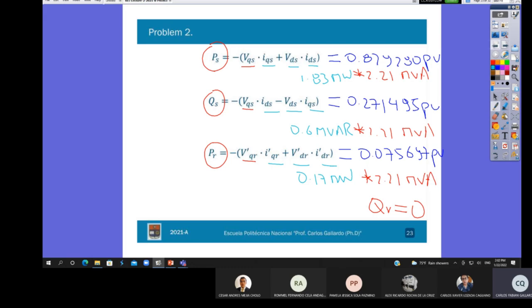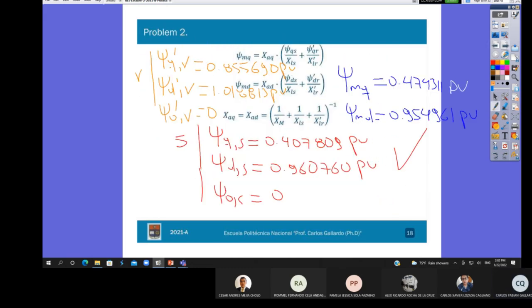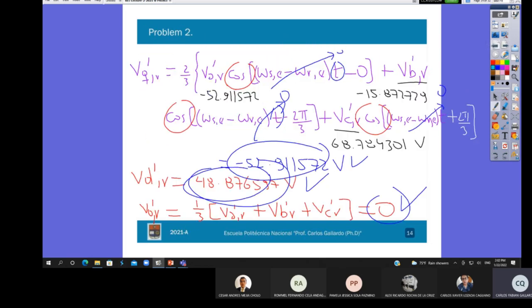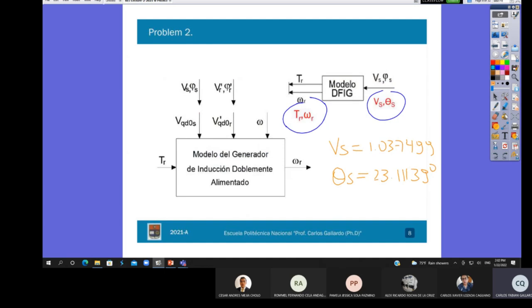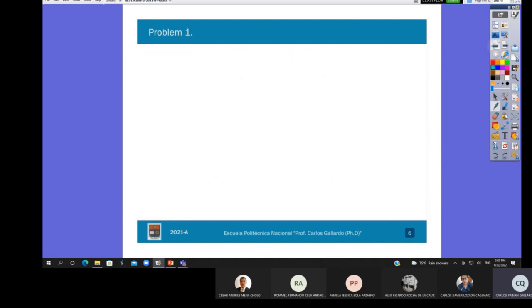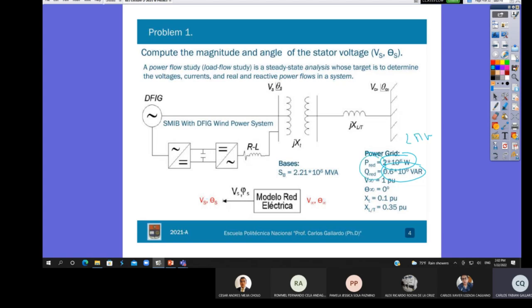Okay, so let's back to the reference set point. Okay, what is the set point? 2 megawatt is the power grid, and 0.6 megavar is the reactive power grid. Okay, these are the set points. I need to verify 2 megawatts and 0.6.